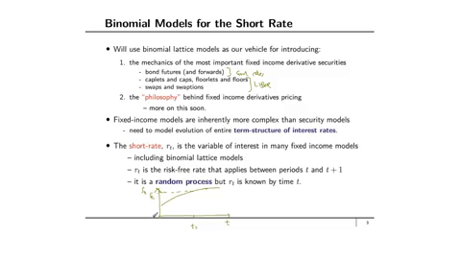One of the classical ways to get around this problem is to focus on what's called the short rate. The short rate, or r_t, is the variable of interest in many fixed income models, including binomial lattice models. It is the risk-free rate that applies between periods t and t plus 1. So r_t is going to be the risk-free rate that applies from period t out to period t plus 1. It's a random process. r is random. Remember, interest rates in the real world are random, and so the short rate will also be random. However, r_t is known to us by time t. So at time t, we know what we're going to get at time t plus 1 if we deposit $1 in the bank account at time t.